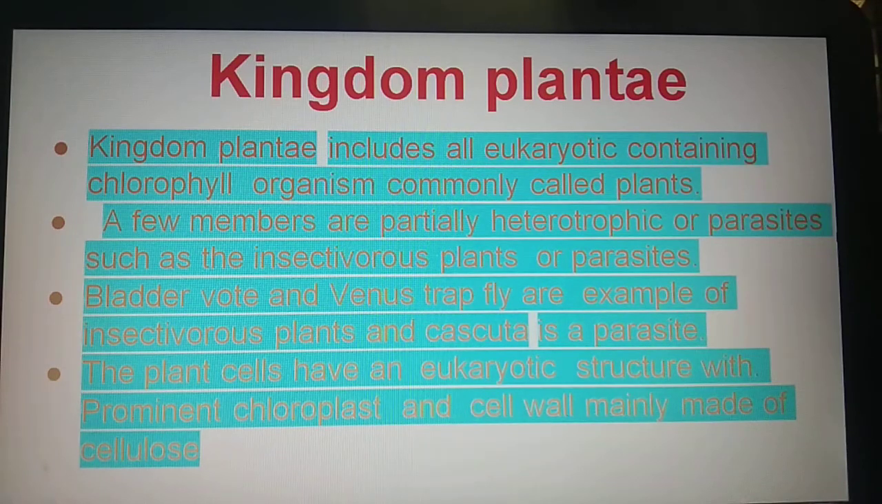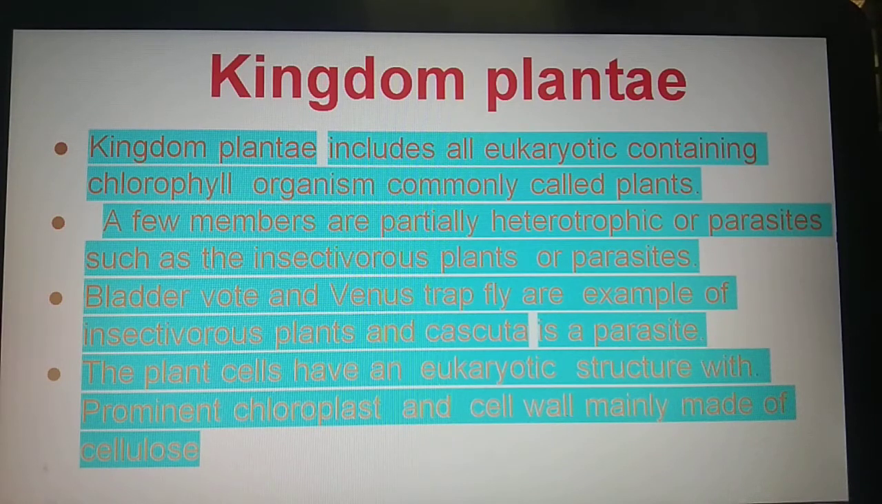Kingdom Plantae includes all eukaryotic, chlorophyll-containing organisms, commonly called plants. Now students, we have the term eukaryotic, as you have already studied about this term in your previous classes. Eukaryotic means the organisms, or I would say the cells, which contain a well-defined nucleus. Those organisms are called eukaryotic organisms.